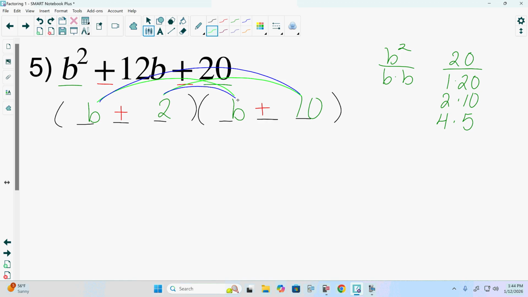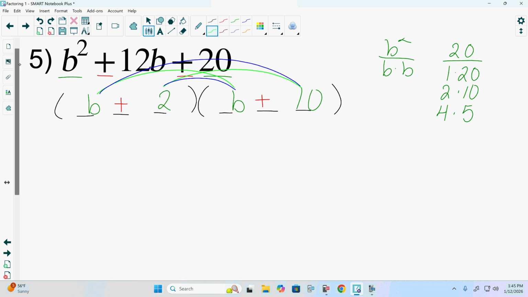Or 2 times 10. 2 times 10 is 20. 2 and 10 are factors of 20. We don't need to check that because that's how we got that. The only times those would not work is if we got the wrong factors. Then we have other issues to begin with.